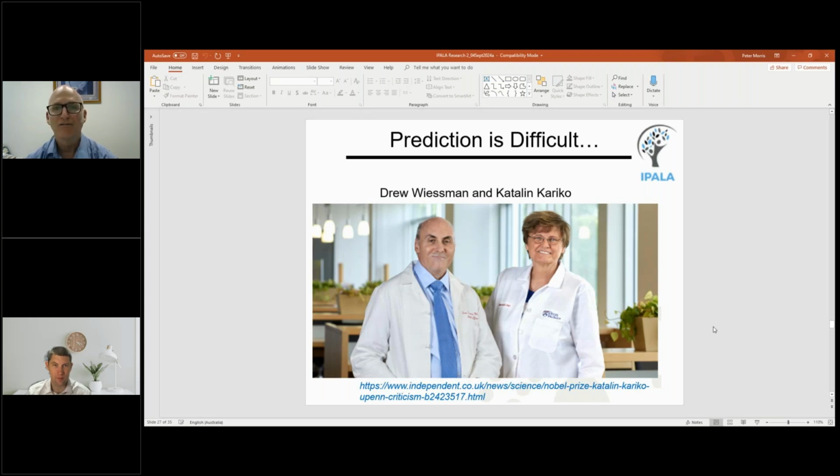In 2005, she published an incredibly important paper where she demonstrated how you could change messenger RNA so it wasn't immediately destroyed by the immune response, and so it had the potential to be used for things like vaccines in the future. That paper, which she published with Drew Wiseman, was the reason why they were awarded the Nobel Prize.